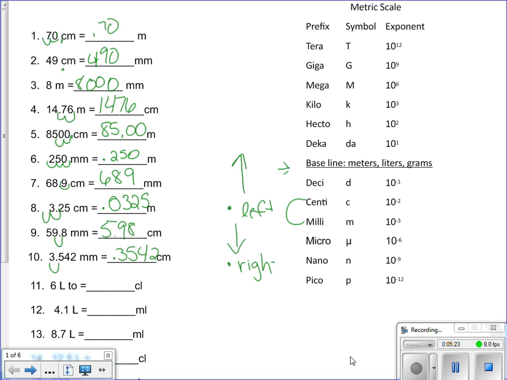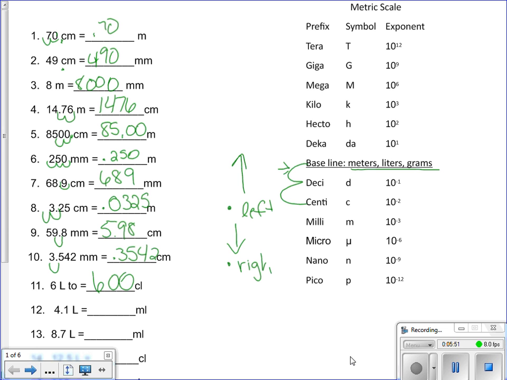Number 6. Now instead of meters, we're doing liters. But it's the same thing. Our baseline can be meters, liters, or grams. It doesn't matter. We're just looking at the prefixes. So we're going from liters to centiliters. So we're going from the baseline down 2 steps to centi. So if we go down, we move our decimal to the right 2 times. So we end up with 600.